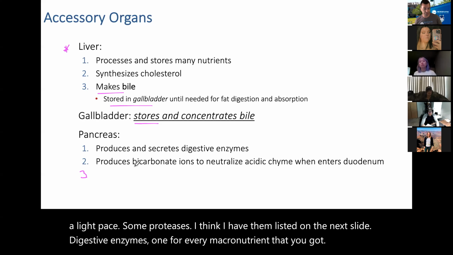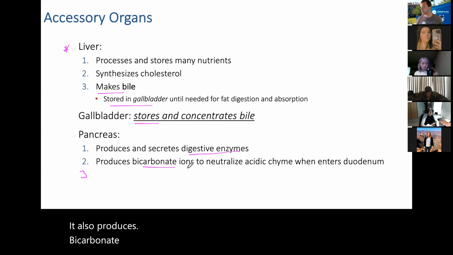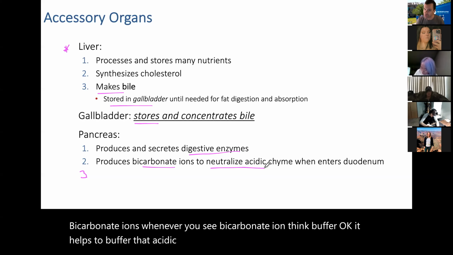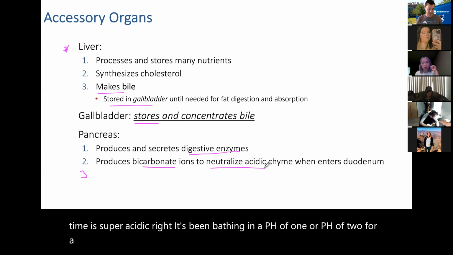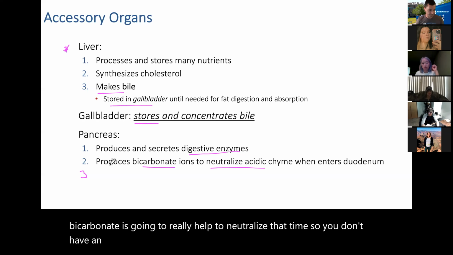It also produces bicarbonate ions. Whenever you see bicarbonate ion, think buffer. Okay. It helps to buffer that acidic content entering into the duodenum. Remember that chyme is super acidic, right? It's been bathing in a pH of 1 or pH of 2 for a few hours. So when it dumps into the duodenum there, this bicarbonate ion is going to really help to neutralize that chyme so you don't have an ulcer develop in your duodenum.